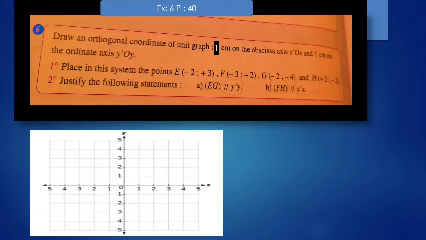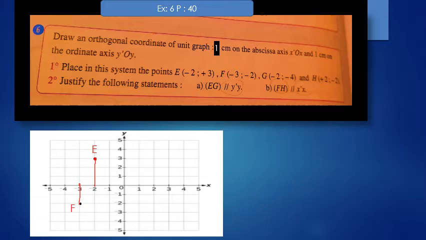The abscissa of E is minus 2, so this is minus 2. It should be somewhere here. Okay, I have plus 3. It means that I have to go up 3 steps. This is point E. F(-3, -2). Minus 3 here, minus 2, it means that I have to go down 2 steps. This is point F of abscissa minus 3 and ordinate minus 2.